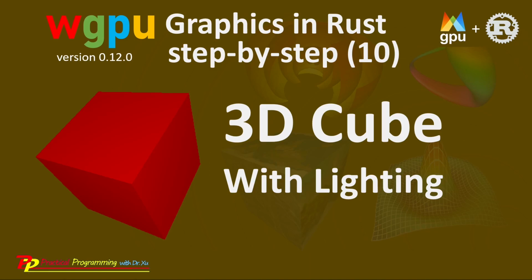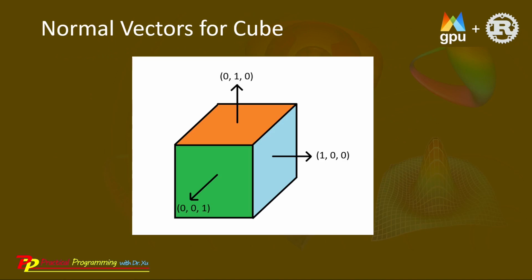As we discussed in the last video, to add the lighting effect to a 3D object, we first need to calculate the normal vector on its vertex. For a 3D cube, calculating the normal vector is straightforward. As shown here, this is our 3D cube. Each face has a unique normal vector. For example, the front face here, we have 0, 0, 1 as the normal vector. That is just pointing in the positive z direction.